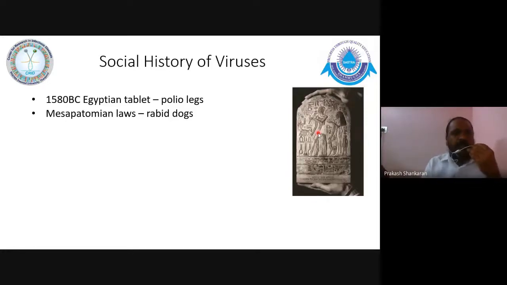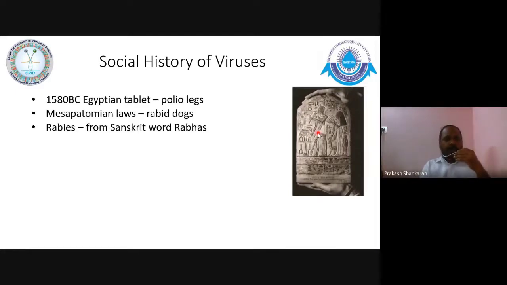There are interesting things. For example, Mesopotamian laws say about rabid dogs, how they should be controlled. If a dog of an owner gets rabies, how it should be controlled. And there are many things written about rabid dogs. The name rabies comes from a Sanskrit word, rabas. It means rage, to get angry.